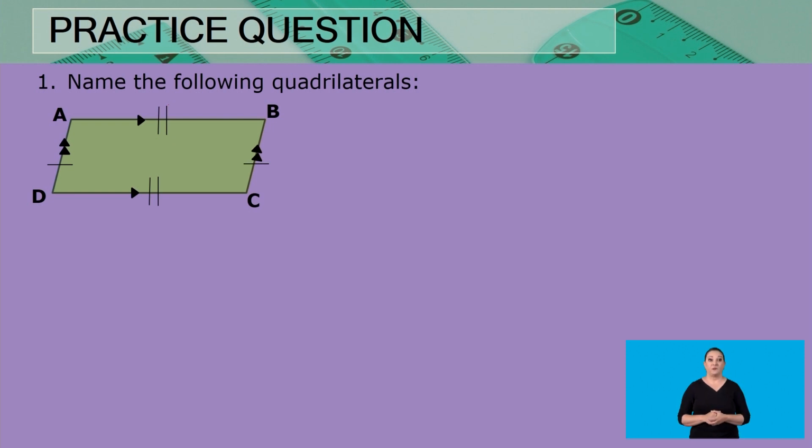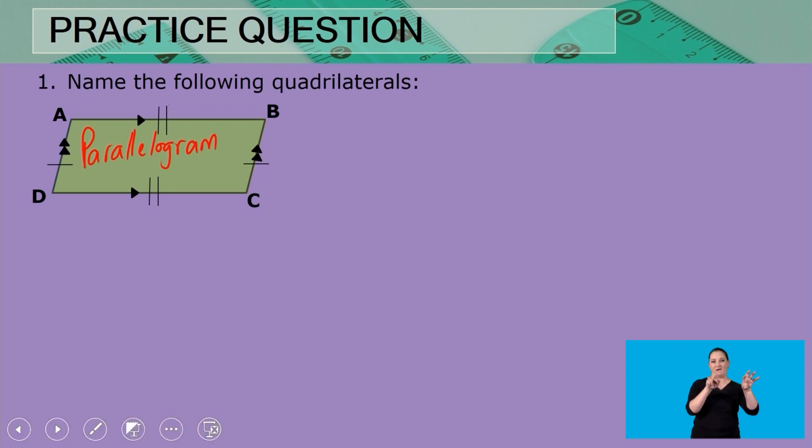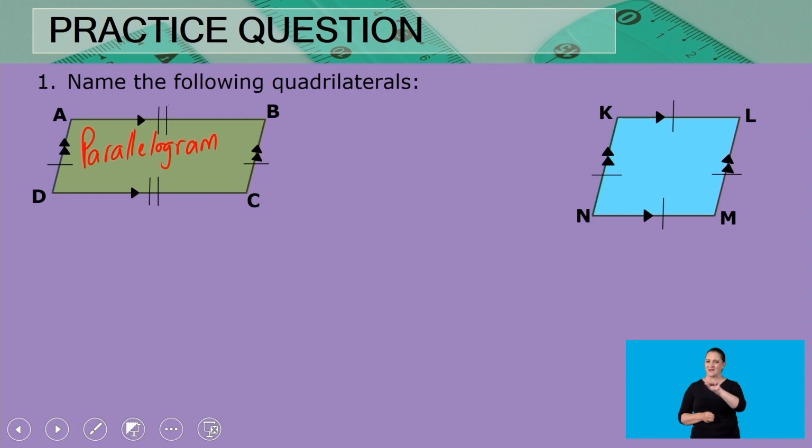So now we know that two pairs of opposite sides are parallel, and we know that two pairs of opposite sides are equal. What quadrilateral are you thinking of? If you are thinking of a parallelogram, then you are absolutely correct. So this is definitely a parallelogram. Let's move on to the next quadrilateral.